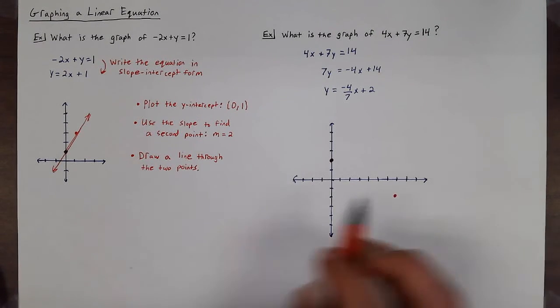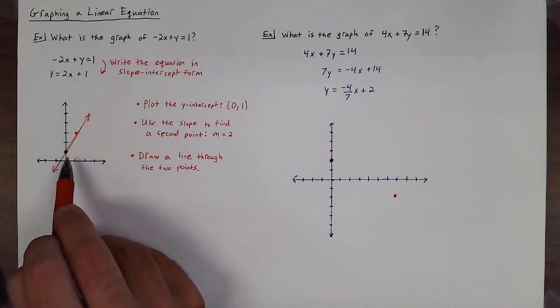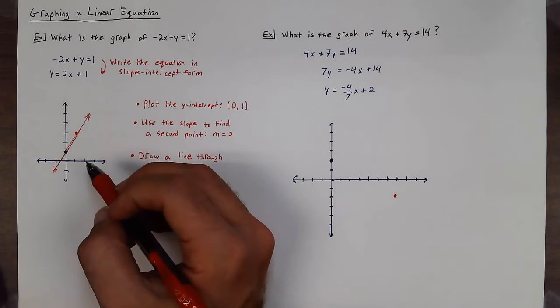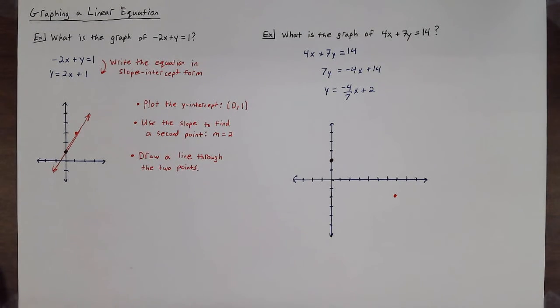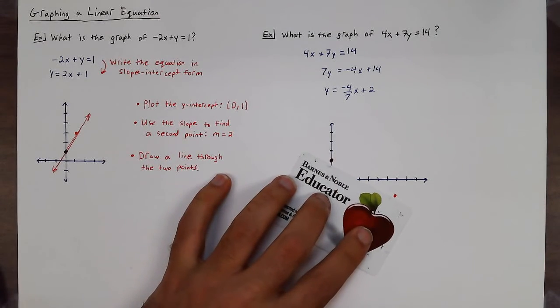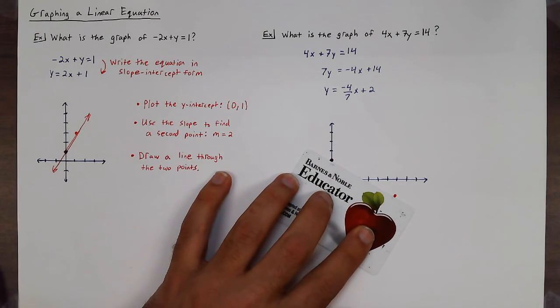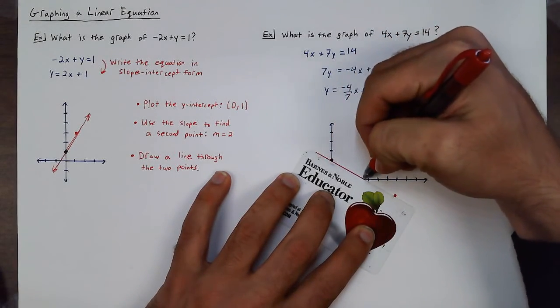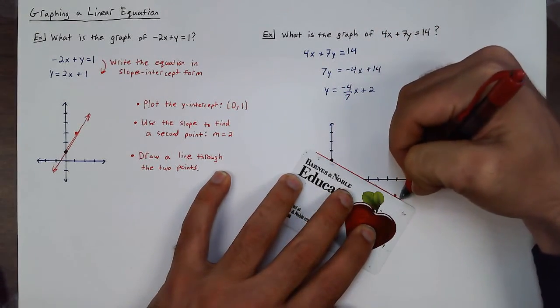Now, I made a mistake in the last example. As you can see, my line doesn't quite line up with the other point because I tried to do it free-handedly. Now, if you just take a straight edge, and I'm going to use my Barnes & Noble Educator card to create a straight line between the 2 points, and your graph will suddenly look a lot nicer.